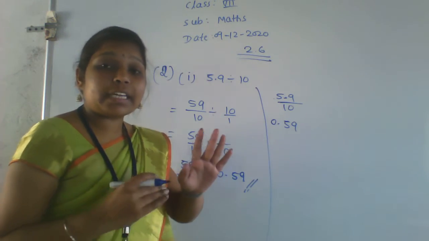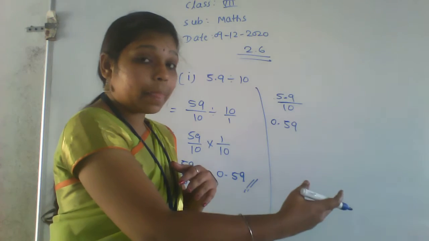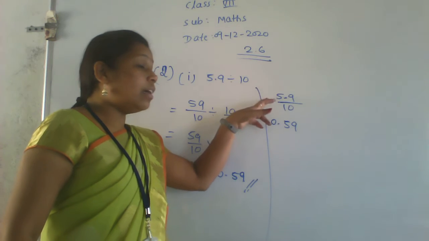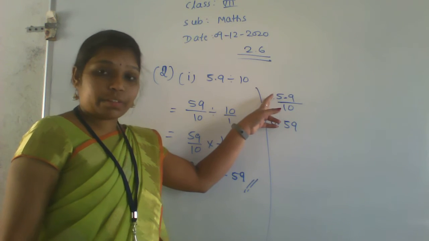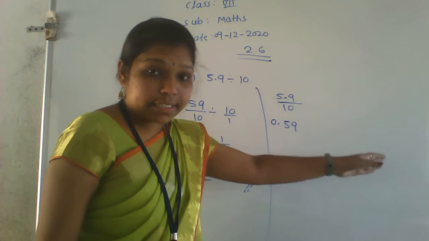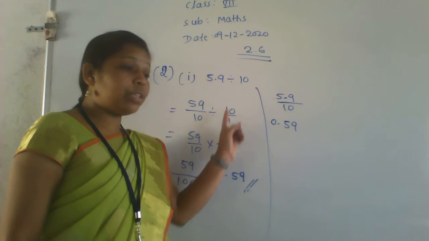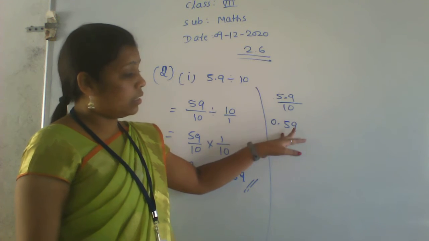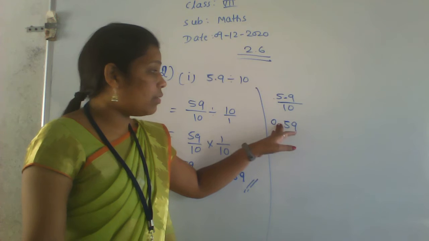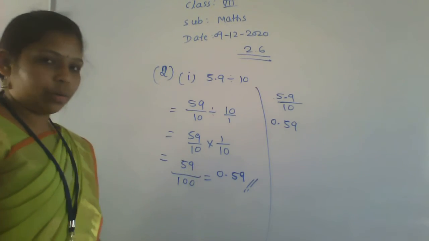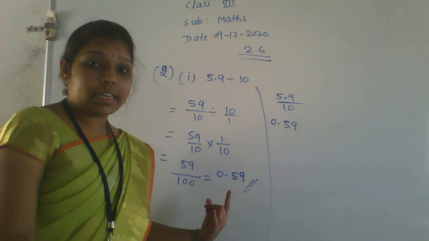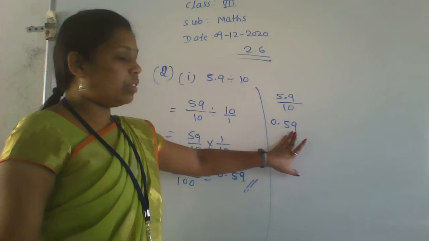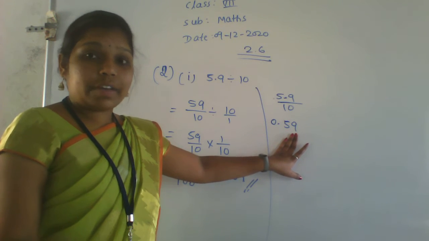If you do the multiplication, the decimal point will go to the right side. If you do the division, then the decimal point will come to the left side. Multiplication, right side; division, left side. If you are comfortable with this, you can do it this way, otherwise go with the other method. Whichever you find easy, follow that method. But usually we follow this one because it saves time and it is very easy also.